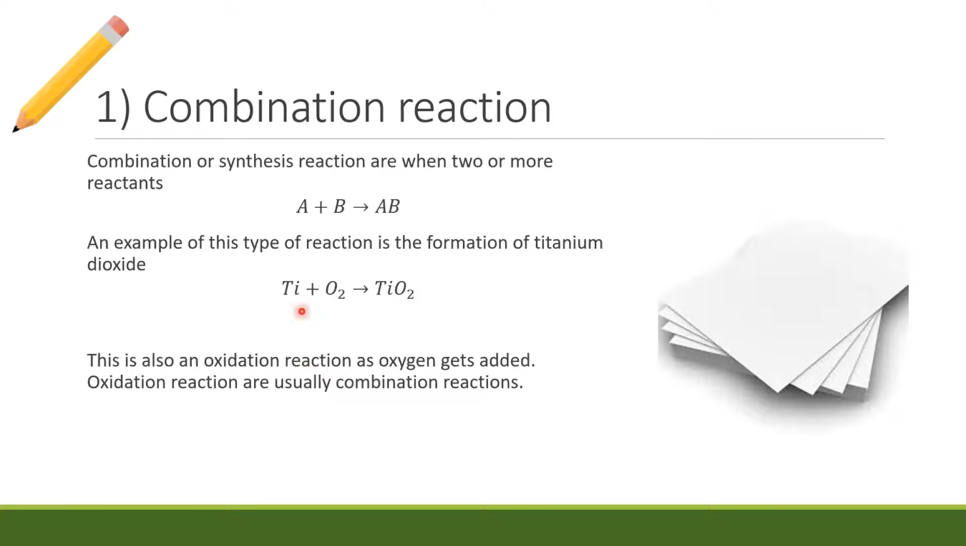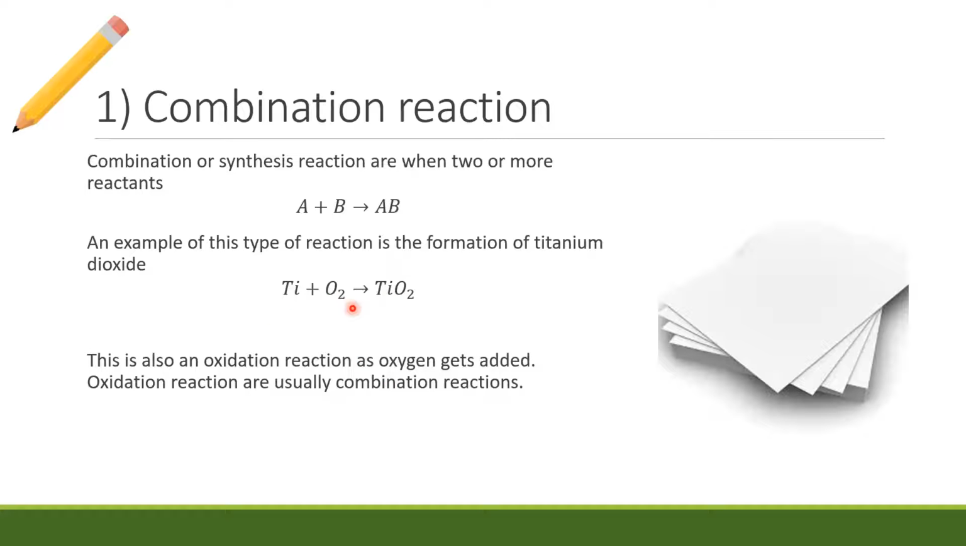This is also an oxidation reaction, as oxygen gets added. What that means is that oxygen is going into the titanium, making a new product, which is the metal plus the oxygen. These types of oxidation reactions are usually combination reactions. So if I replace this, let's say instead of titanium, I use iron. Iron plus oxygen makes iron oxide, which is rust. That is a combination reaction.